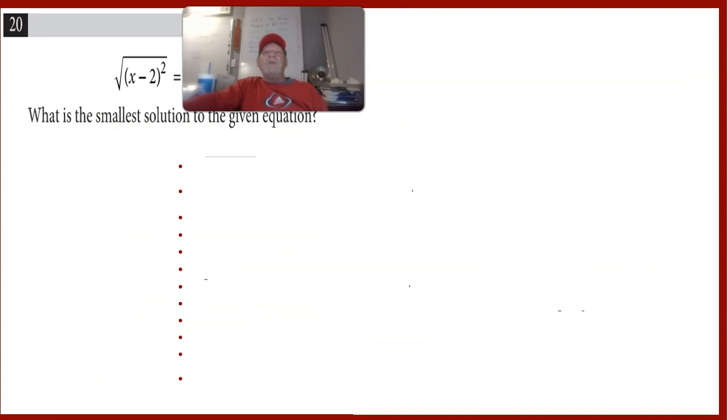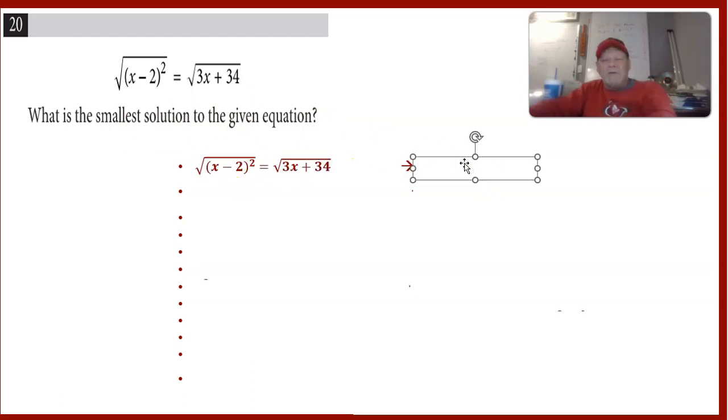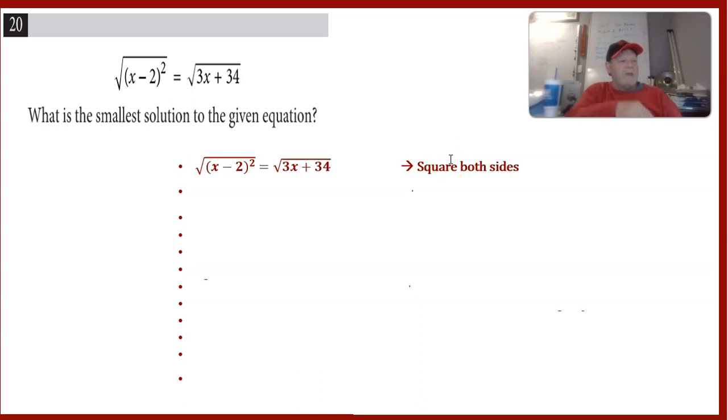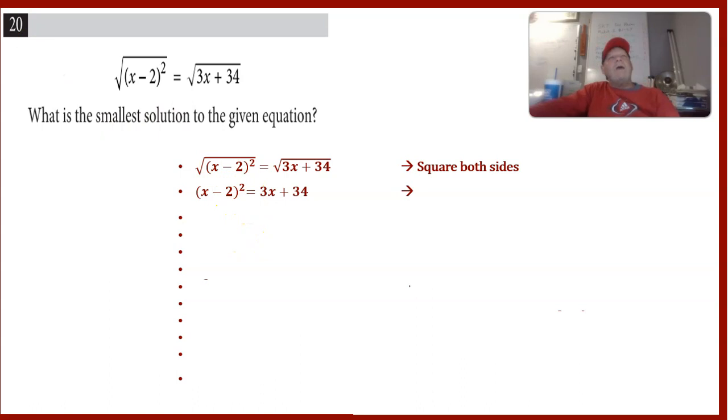All right, number 20. If you need to pause this, please go ahead and do. Work it out. What is the smallest solution to the given equation? So anytime you have equations that have square roots or radicals in them, how do you solve it? You solve it by squaring both sides because squaring is the inverse of square roots. So I take, and what I actually do, I square this side.